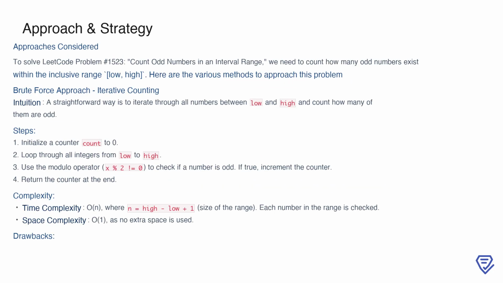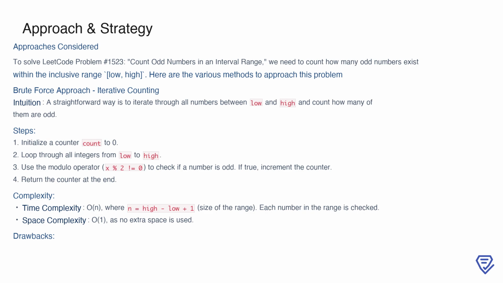To solve the problem of counting odd numbers in an interval range, we can start by exploring a simple brute force approach. The idea here is to iterate through each number in the range from low to high and count the ones that are odd. We initialize a counter to 0, then loop through all the integers in the range. For each number, we check if it is odd using the modulo operator, x % 2 is not equal to 0, and if it is, we increment the counter. Finally, we return the value of the counter.